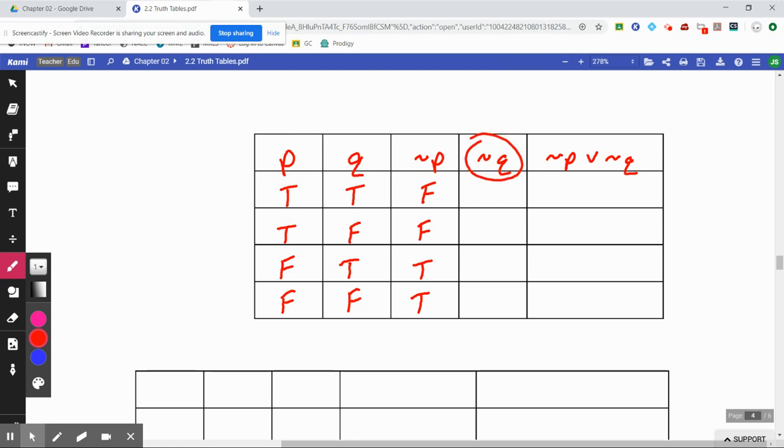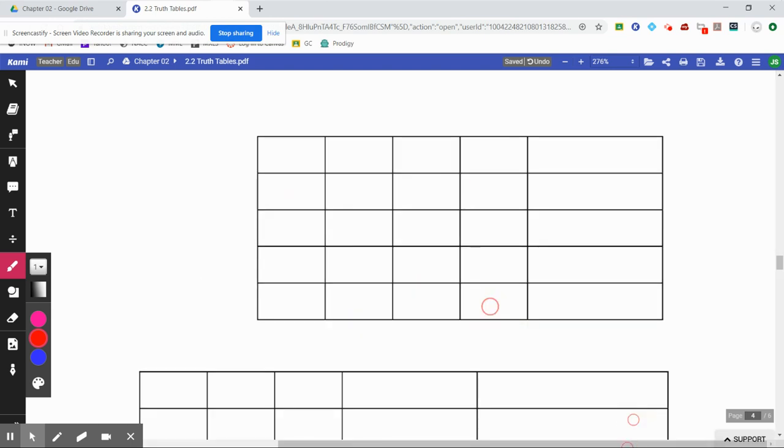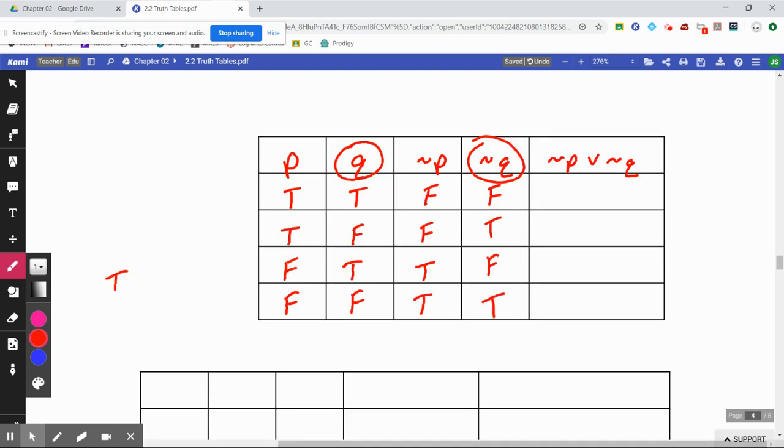Not Q is going to be the opposite of Q. So that would be true, false, turns into false, true, true. And then we're going to do the disjunction of not P or not Q. So here's not P, here's not Q. The disjunction is going to be the or statement. So if either is true, then the final answer is true. So this would be a false. But the other ones have at least one true, so these will always be a true.